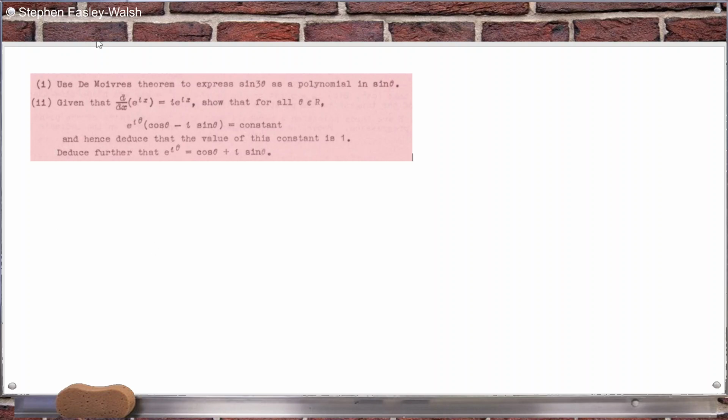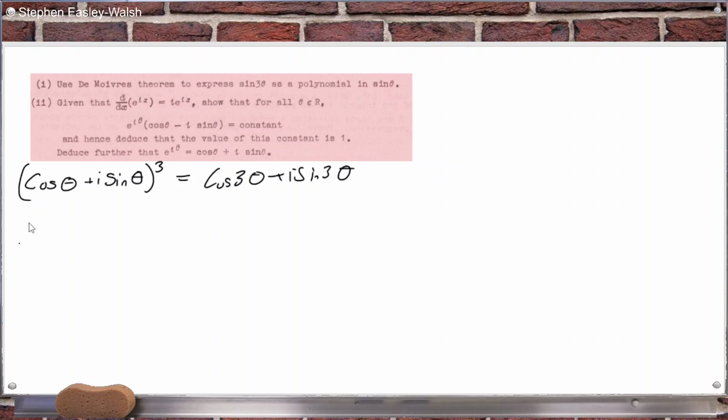Okay, let's have a look at this question here. So the first part is fairly standard, De Moivre's theorem for sine 3 theta. So we have cos theta plus i sine theta cubed, and that should equal cos 3 theta plus i sine 3 theta.